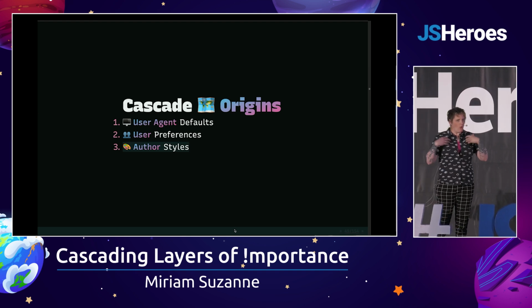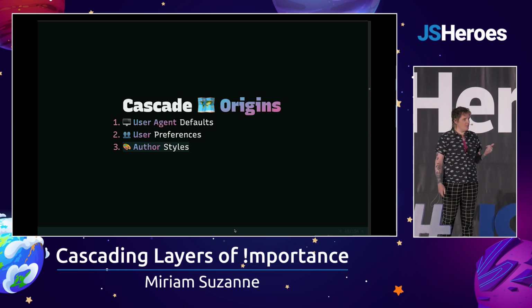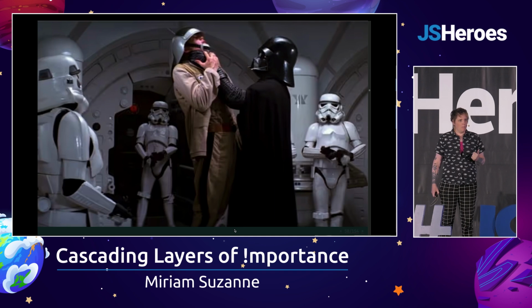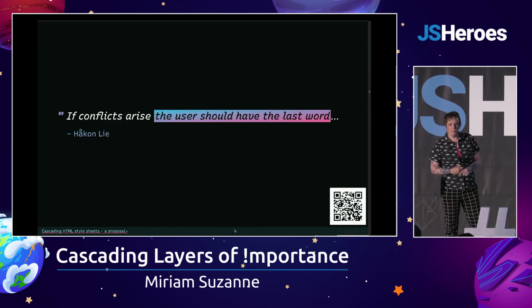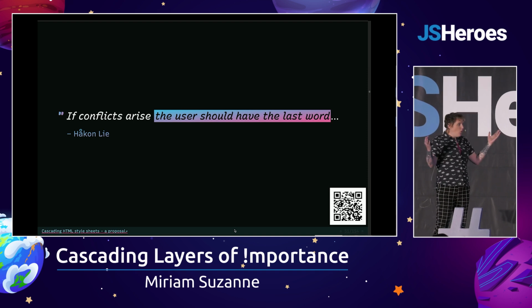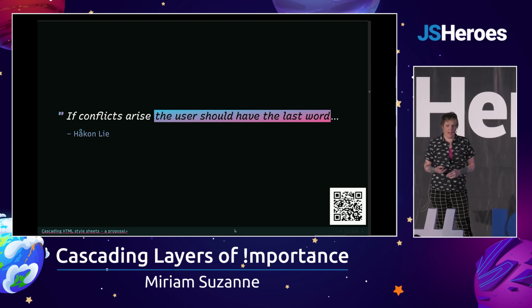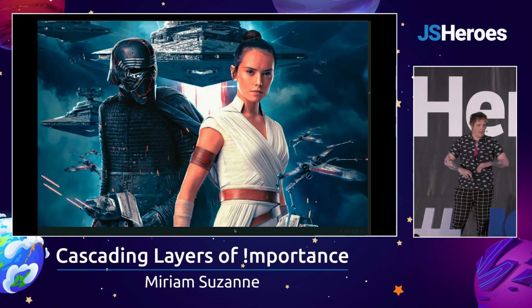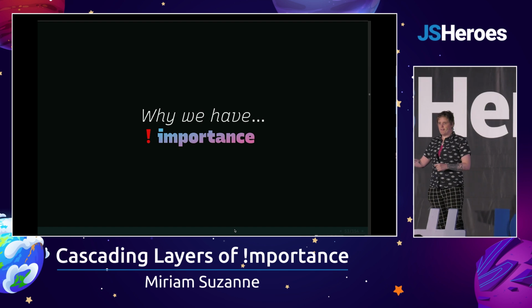That's why our styles always win over browser styles and over user preferences, which seems like a bit of a problem, right? We're the bad guys here, stomping around force choking everybody. But Håkon realized this, right? And if conflicts arise, the user is supposed to have the last word. That's how it's supposed to work. There's supposed to be balance in this universe. And it's why we have importance.